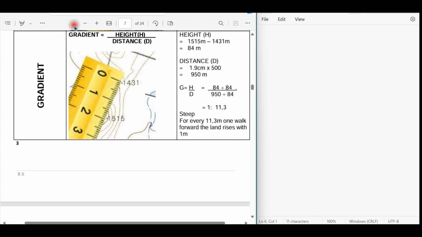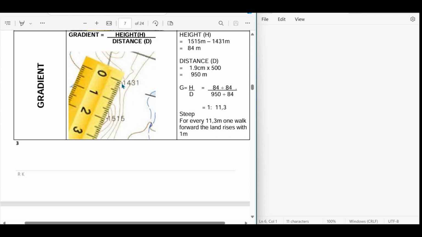Now, to calculate gradient, this is the formula of gradient. Gradient is equal to height, which is vertical because it's from above sea level, which means it's from 0 meters above sea level, divided by the distance between the two geographical objects that you ought to be calculating the gradient of.